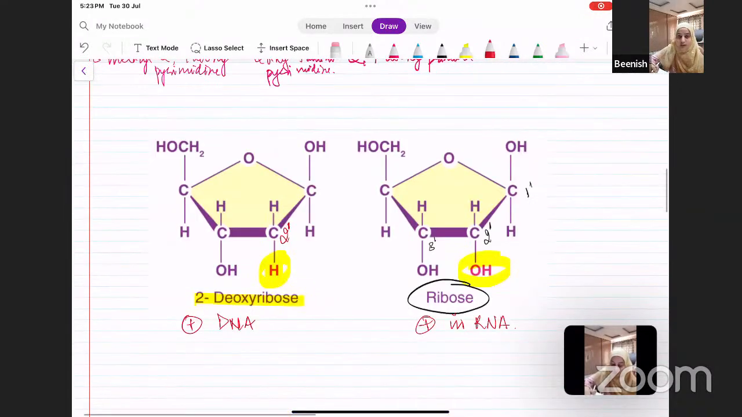Then moving forward to the types of sugars, there are two types of sugars, ribose and deoxyribose. What is the difference between the two sugars I've described? That is at the 2' position. In the ribose sugar, you have a hydroxyl, whereas in deoxyribose, you just have hydrogen.